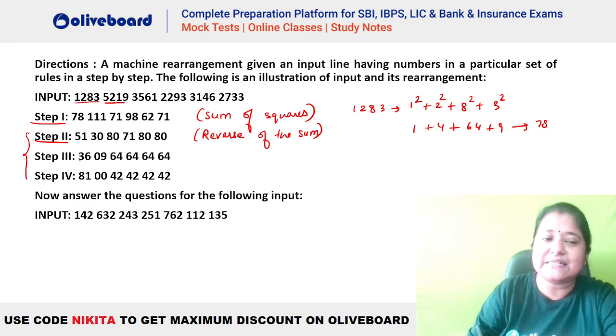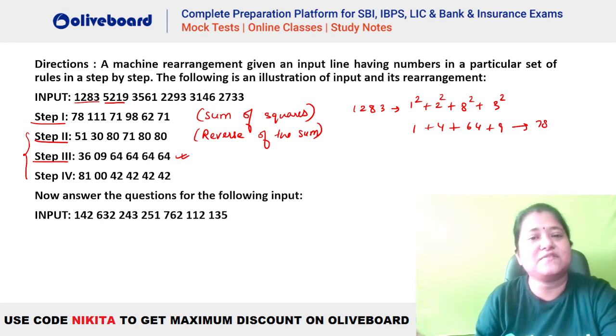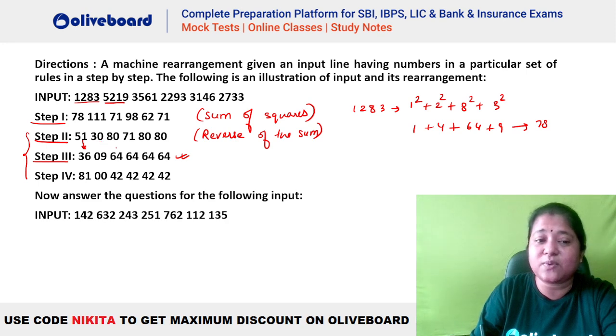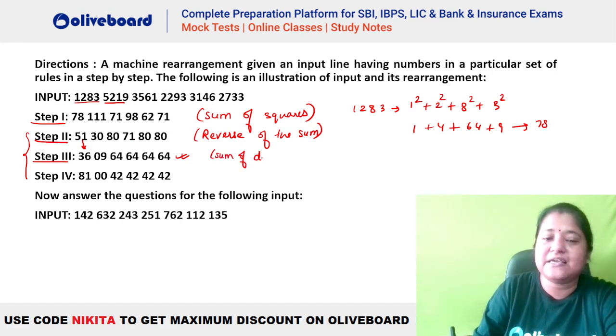Finally, step number 3. What do we have in step number 3 here? You can see all the values are perfect squares. Whenever we have a perfect square, that means we are squaring some value. And what is that square that we have taken? It is the square of the sum of the digits. So 5 plus 1 gives you 6, and 6 square is 36. 3 plus 0 is 3, and 3 square is 9. 8 plus 0 is 8, and 8 square is 64, and so on. So this is nothing but the square of the sum of digits.